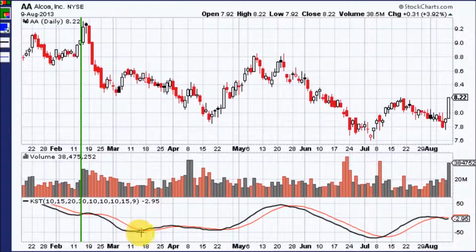Okay, here was an attempt again to cross up through the signal line that did not work. There was no volume behind it. It formed a double top, broke down support right here, and fell. Okay, that was a bearish crossover. Here's the next bullish crossover.